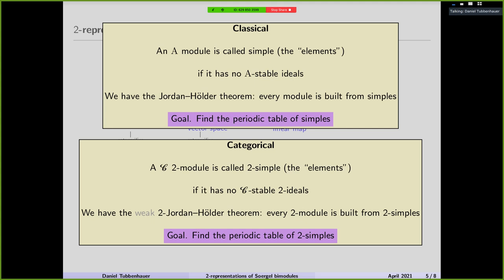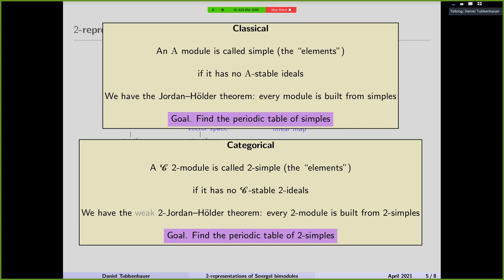So on the categorical level, you have some kind of freedom to vary Hom spaces, and those 2-simples are kind of the categorifications with the smallest Hom spaces, minimal categorifications, and they usually don't turn up directly in a Jordan-Hölder theorem, but as a further subquotient. So that's what the weak is referring to. But it's kind of the best you can hope for, because as I said, on the categorical level, you always have the freedom to make Hom spaces arbitrarily big if you want. That's not what the 2-simples are; they are the minimal categorifications.